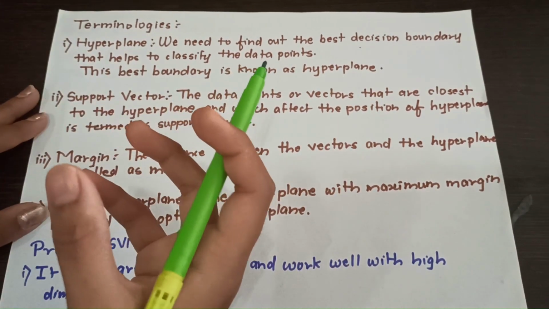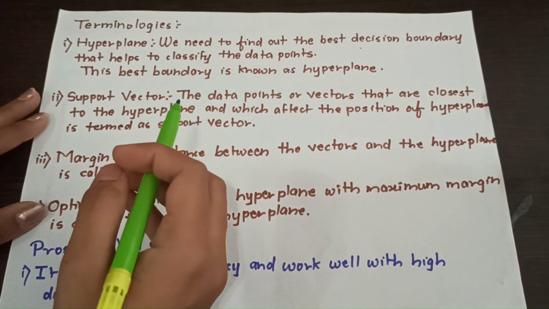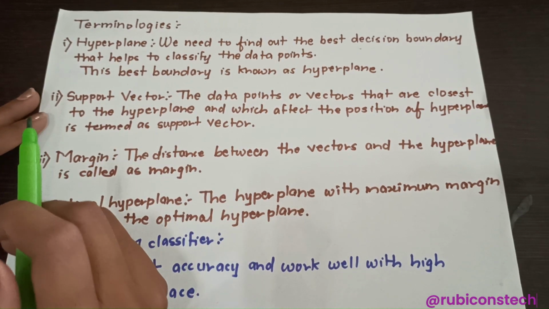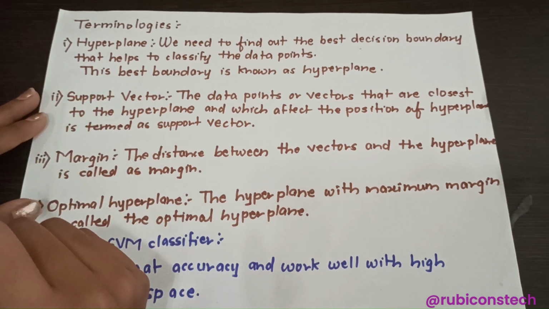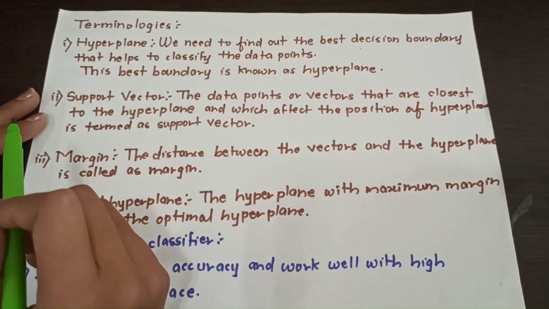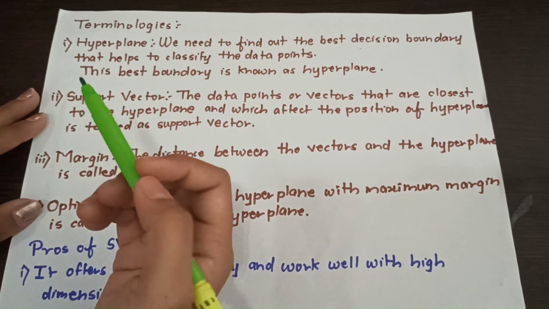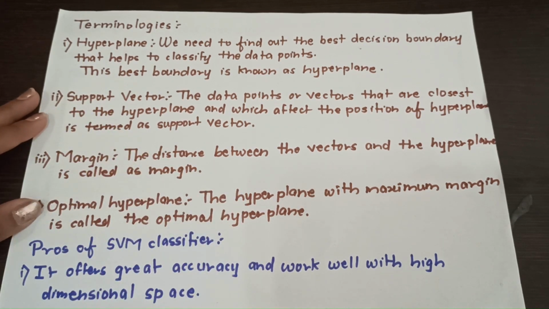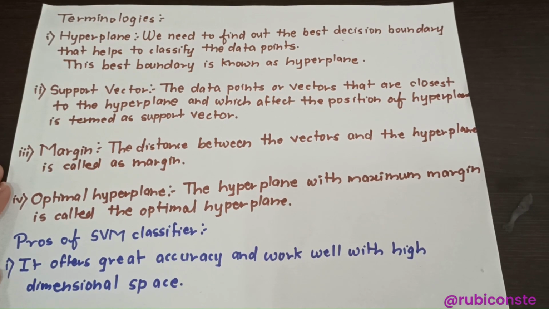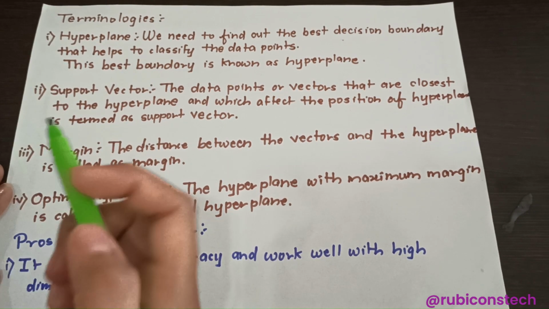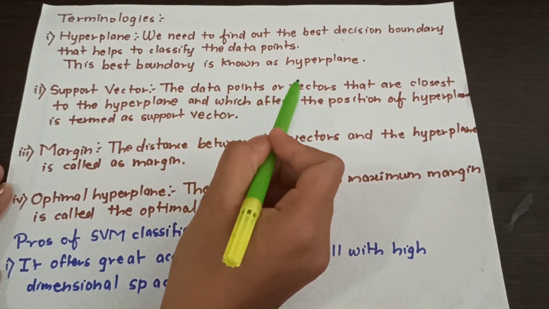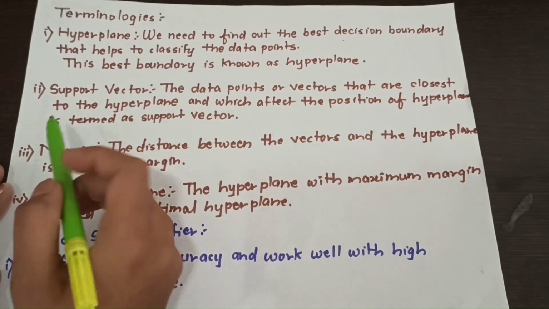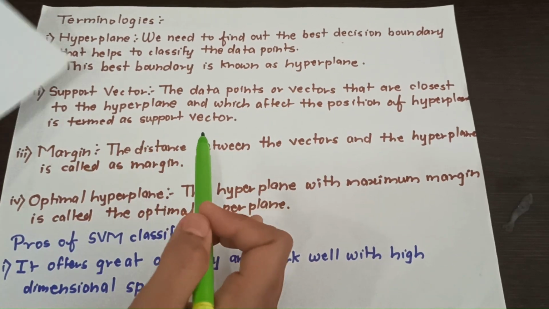The dimensions of your hyperplane depend upon the features that are present in your data set. Suppose the data set consists of 2 features, then the hyperplane will be a straight line. Suppose the data set consists of 3 features, then the hyperplane will be a 2-dimensional plane. Now, support vector. The data points or vectors that are closest to the hyperplane and which affect the position of the hyperplane are termed the support vectors.